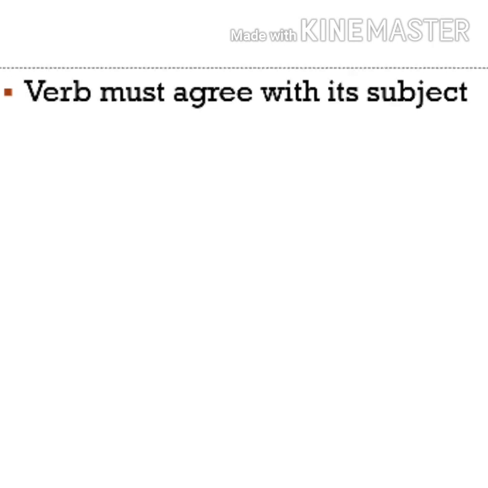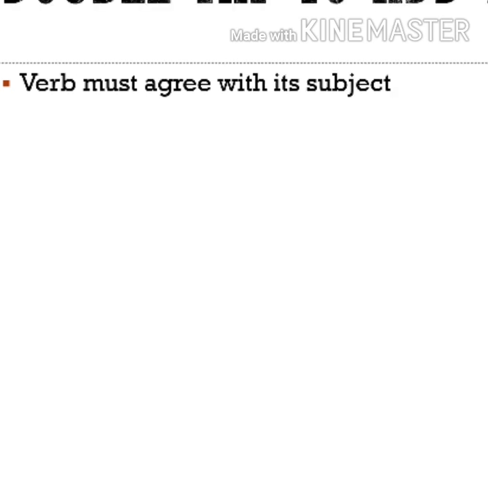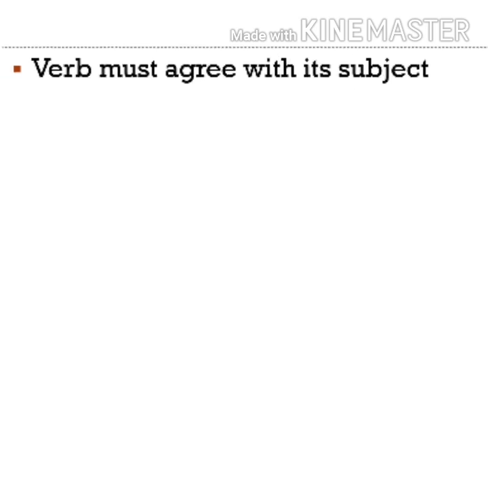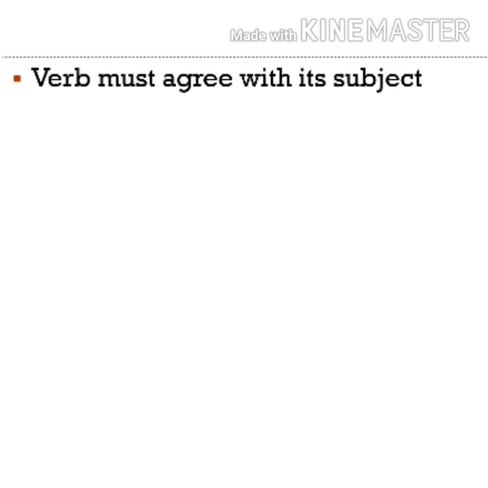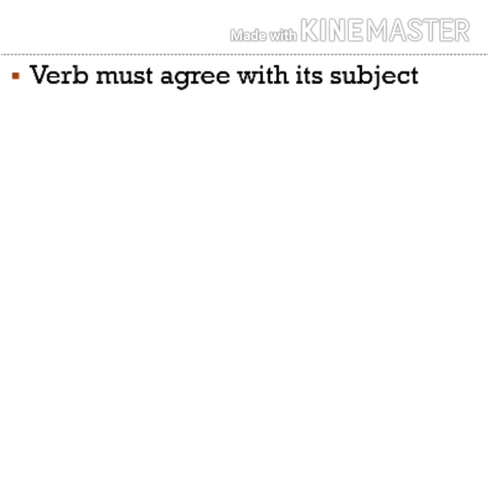This rule means that if the subject of a sentence is plural, its verb must also be plural, and if the subject is singular, the verb must also be singular. The following examples will explain this rule. The wrong example is: the cause of earthquakes are not known. The right example is: the cause of earthquakes is not known.